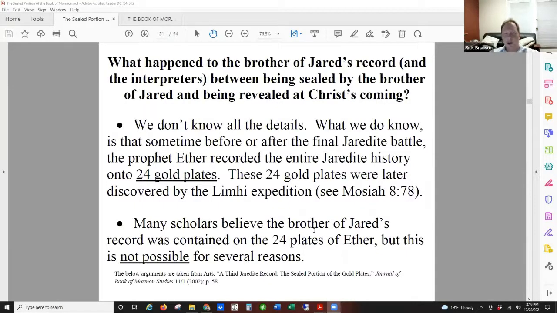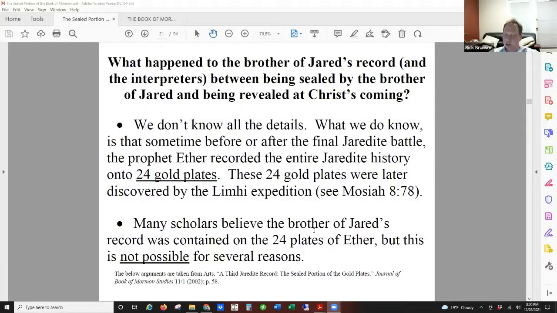So what happened to the brother of Jared's record and the interpreters, because remember they were really one object essentially, between being sealed by the brother of Jared and being revealed at Christ's coming? So we don't know all the details. What we do know is that sometime before or after the final Jaredite battle, the prophet Ether recorded the entire Jaredite history onto 24 gold plates. Remember those? These 24 gold plates were later discovered by the Limhi expedition.